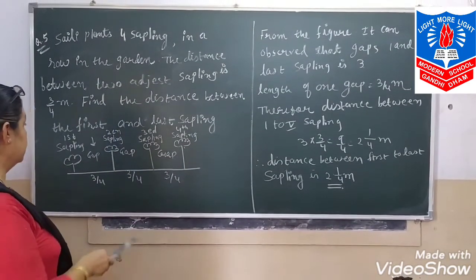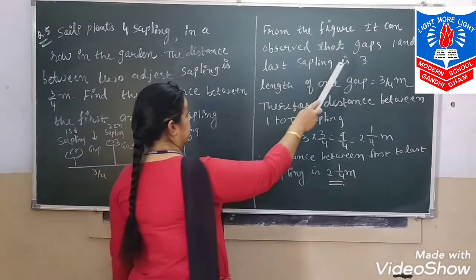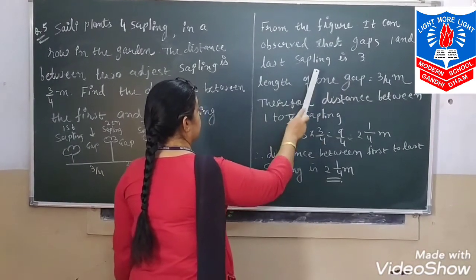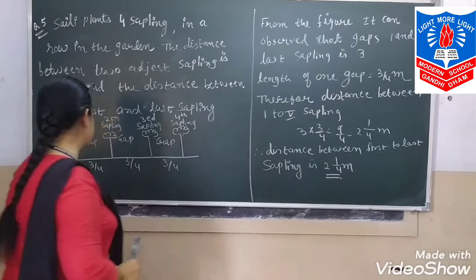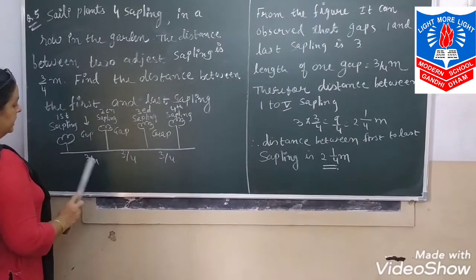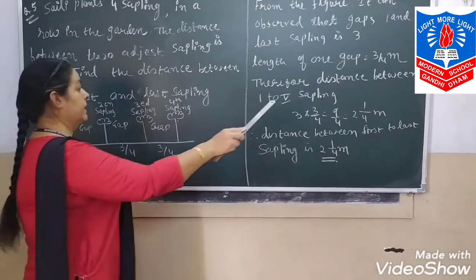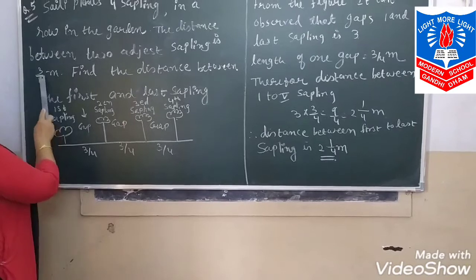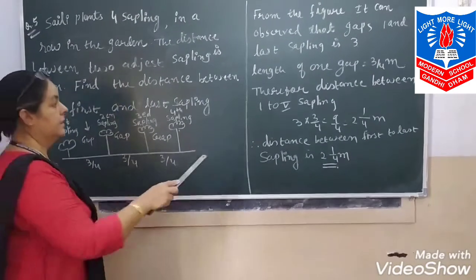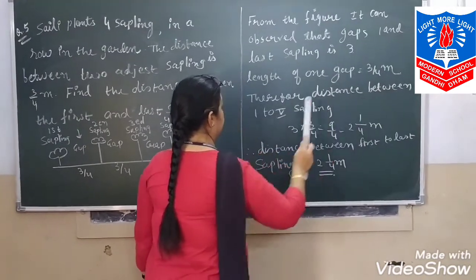From this figure, we can observe the gaps between the first and last sapling. How many gaps? 3 gaps: 1, 2 and 3. The length of one gap is 3 by 4 meter.